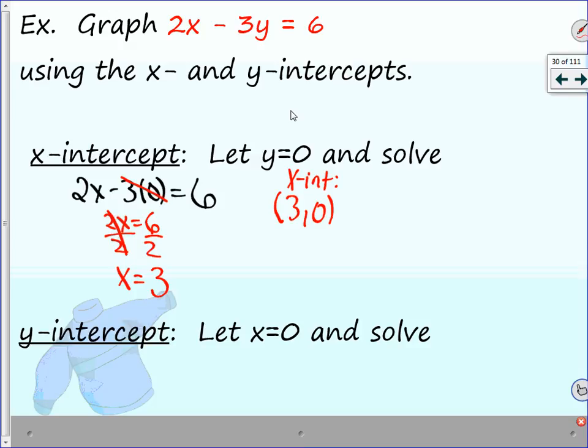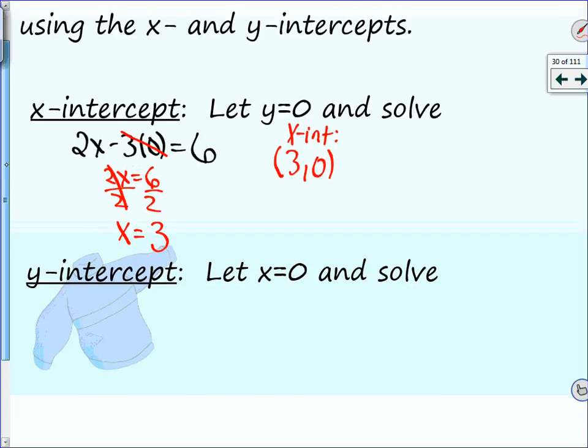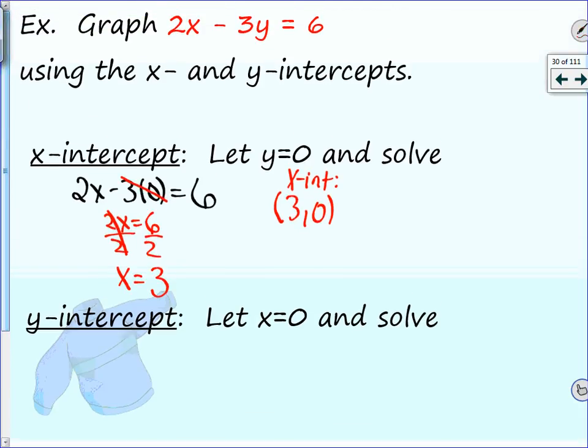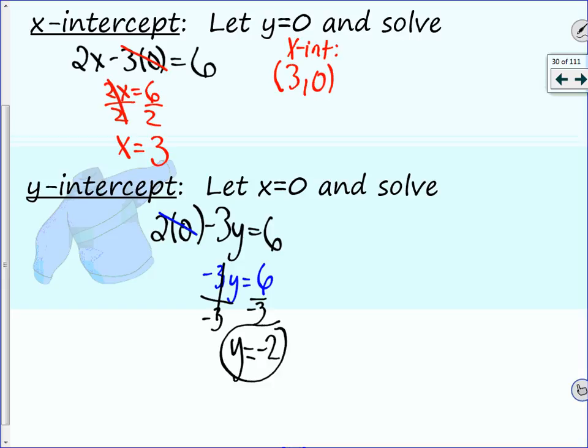Now for the y-intercept, we're going to let x equal 0 and solve. Sorry, I'm going to rewrite the equation: 2x minus 3y equals 6, but I'm going to set x equals 0. So again, the beauty of using 0 is that it makes the equation simpler. So 2 times 0 is 0, so that goes away. So then we have the equation negative 3y equals 6. And we can just divide both sides by negative 3. And then y is negative 2. Then I can write my y-intercept as the ordered pair 0, comma, negative 2.